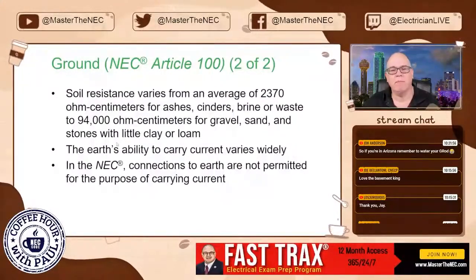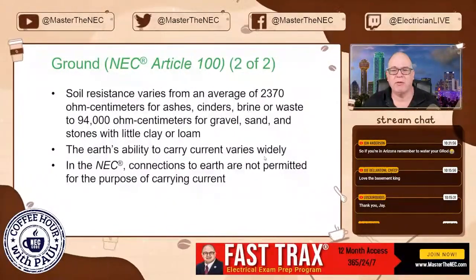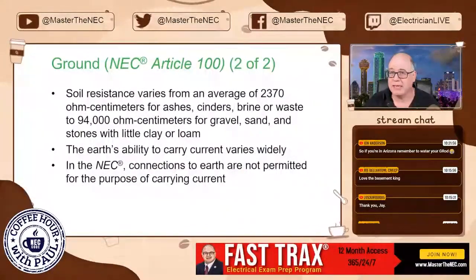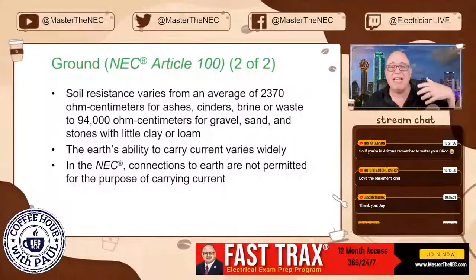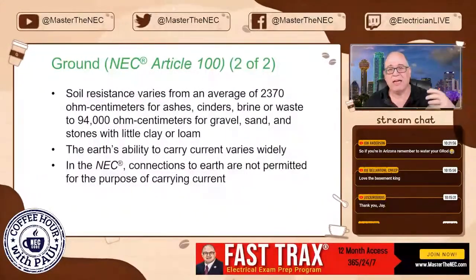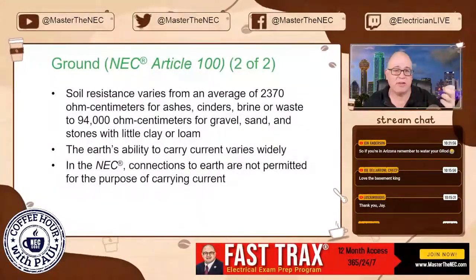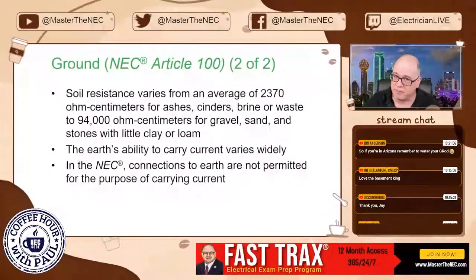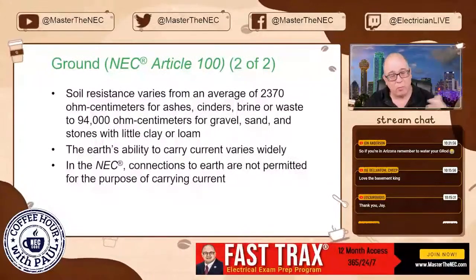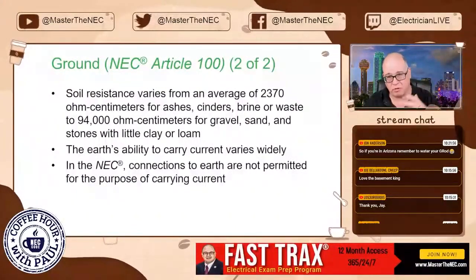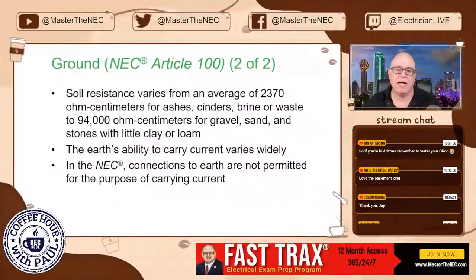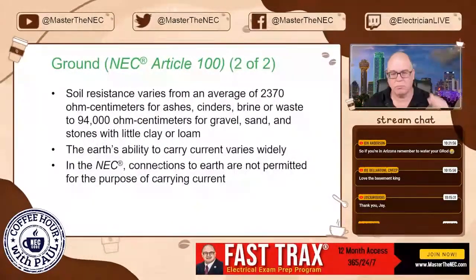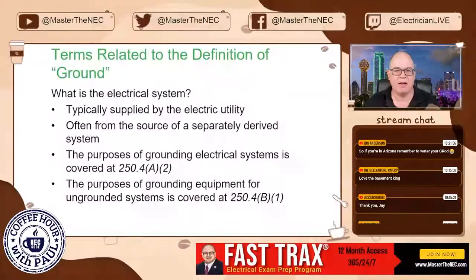All right, so the earth's ability to carry current does vary, and the utility company uses it all the time, right? Why? Because they use very high levels of voltage, and it produces currents that can clear fuses on primary sides and things like that in their system, okay? Which is totally different than our system, where the voltage is much lower. The NEC says connections to earth are not permitted for the purpose of carrying current. We've established that. We've knocked that out of the way.